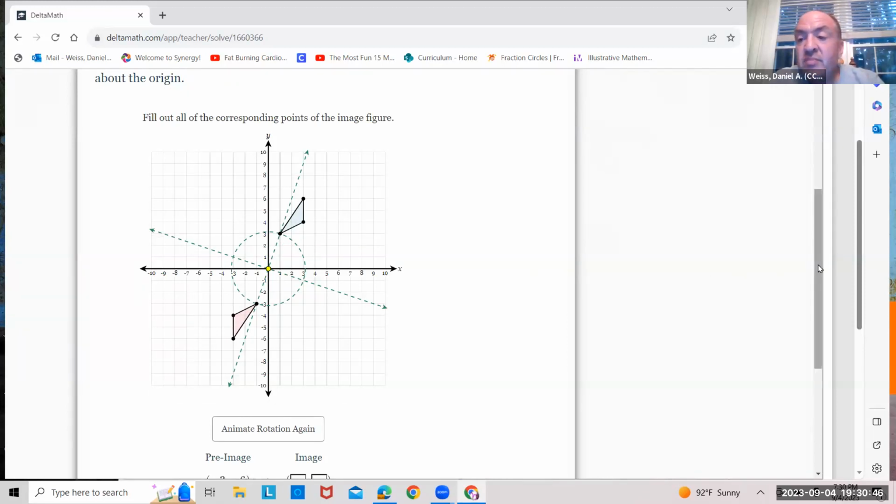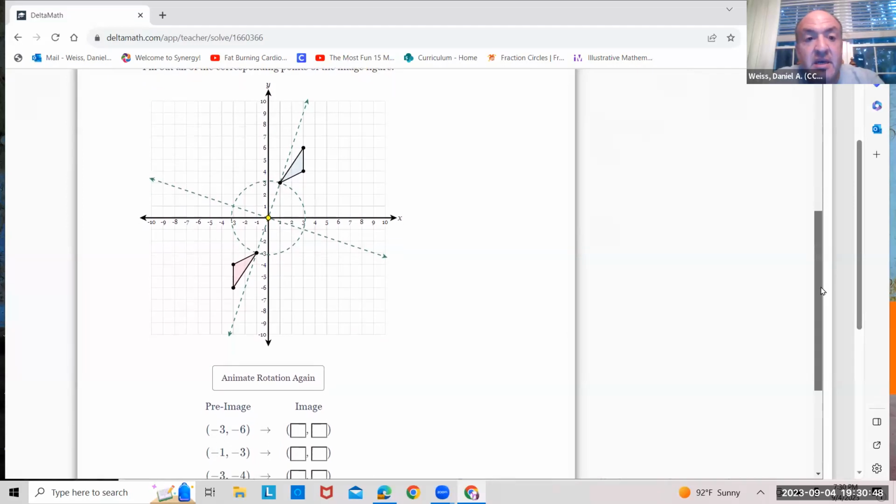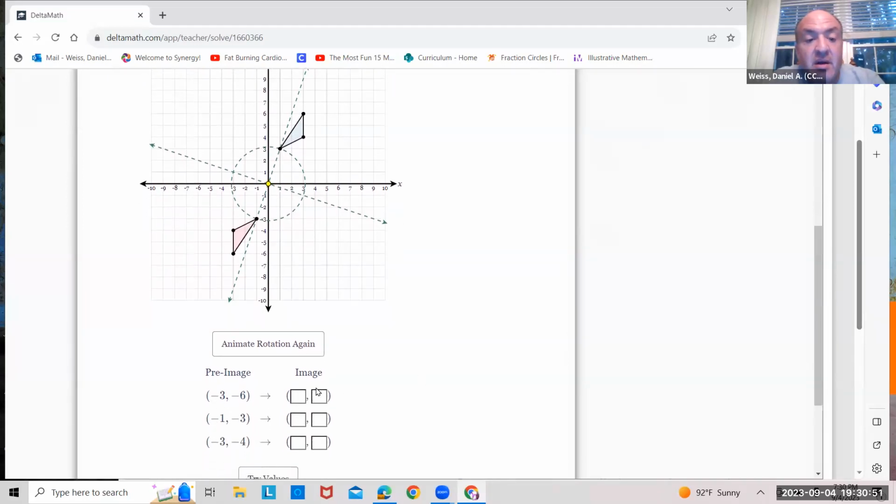Okay. Now it says the pre-image is -3, 6. All right. Here's -3. I'm sorry, -3, -6. That's right here. -3, -6. Where did that point wind up going? That point wound up going here to the point 3, 6, right? So I'm going to put in 3, 6.